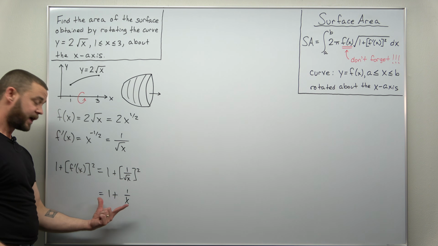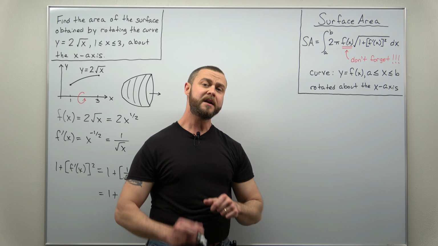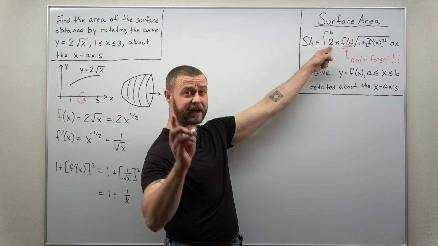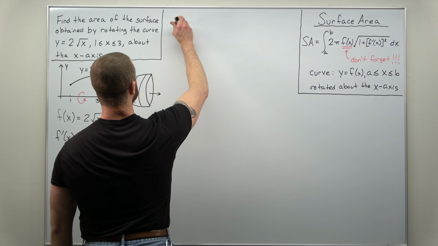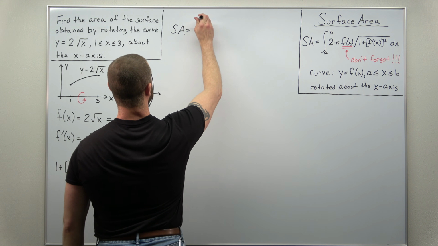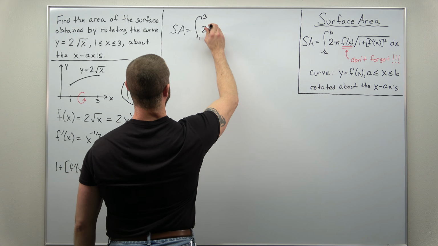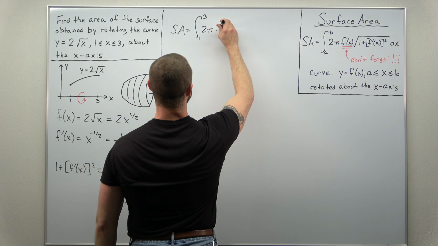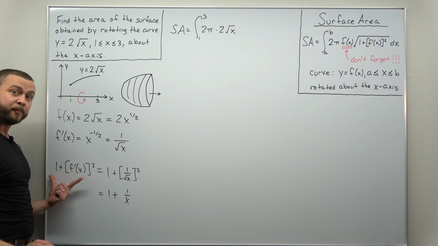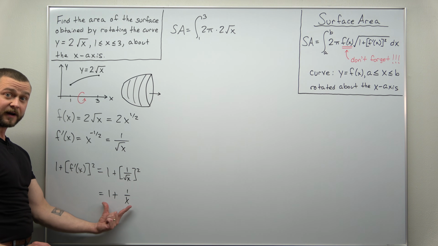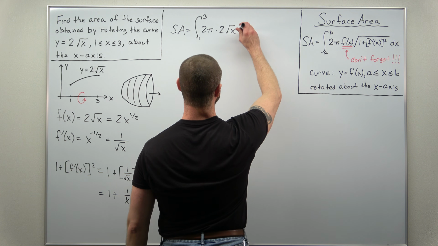All right, we have pretty much the arc length term. We just need to multiply that by f of x and then integrate. Also, don't forget about your factor of 2 pi. So let's set up the surface area integral here. That's going to be an integral from 1 to 3. We have a factor of 2 pi. We're multiplying that by f of x. And we have the square root of 1 plus the first derivative squared, which we just simplified to 1 plus 1 over x, and that's all inside a square root.